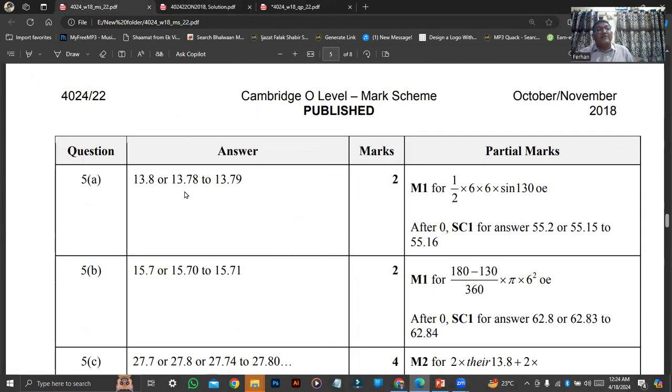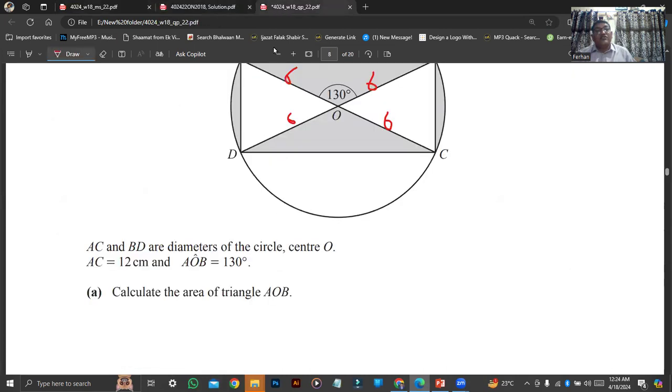Question number 5, and it's A part. And my answer is 13.8. So 13.8 is the right answer, sir. This is how the first part is done.